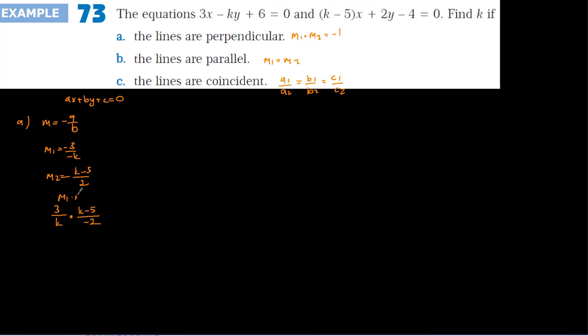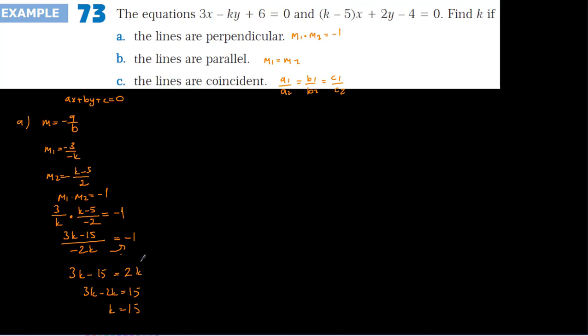because M1 times M2 was equal to minus 1, and it should be equal to minus 1, which means that 3K minus 15 over minus 2K is equal to minus 1. 3K minus 15 is equal to minus 2K times minus 1, which is equal to 2K. 3K minus 2K is equal to 15. K is equal to 15. And K is equal to 15.